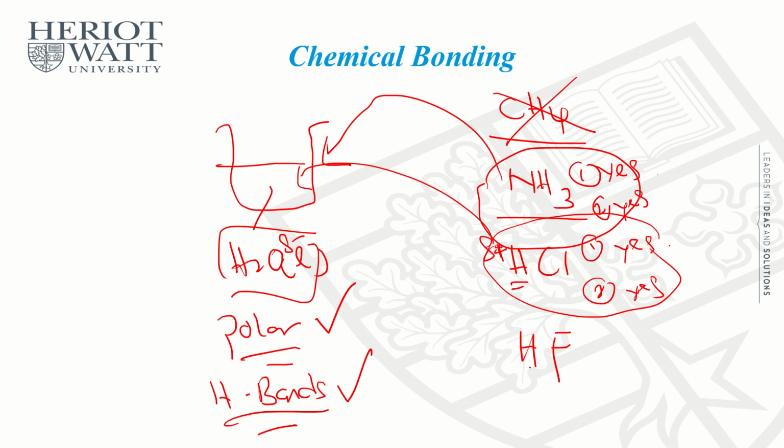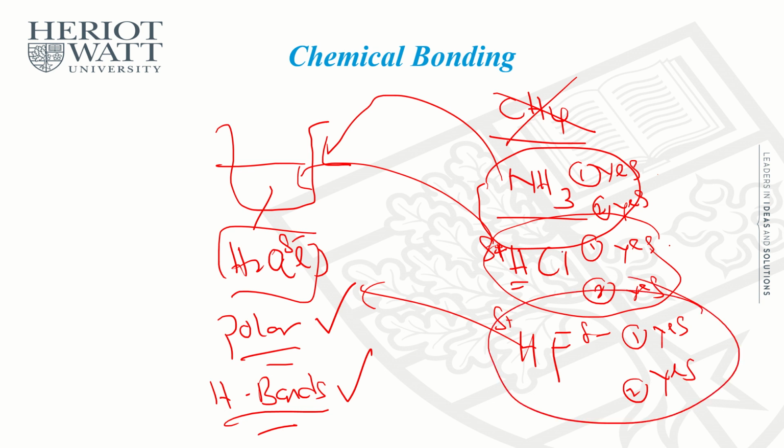What about HF? Delta negative, delta positive. I have O negative, I have H positive. First, is it polar? Yes. Number 2, can they form hydrogen bonds with water? Yes. So these three will be able to form hydrogen bonds with water, which means these three are able to dissolve in water. So out of the four, only one is insoluble, which is CH4. This is how we determine whether a given compound is soluble in water or not.